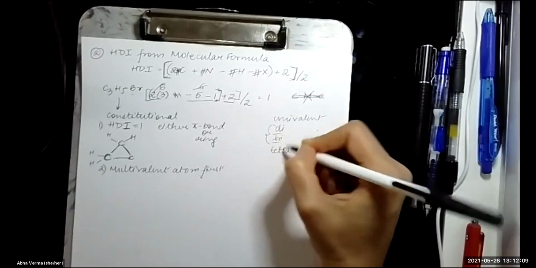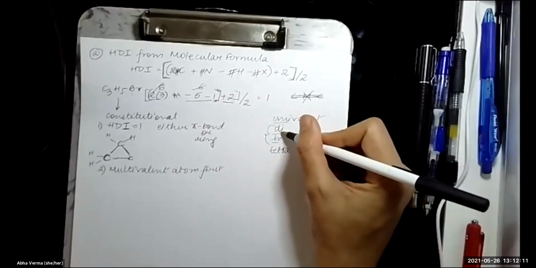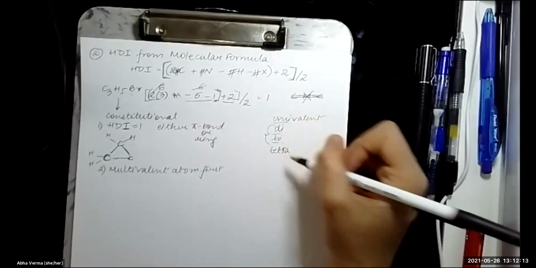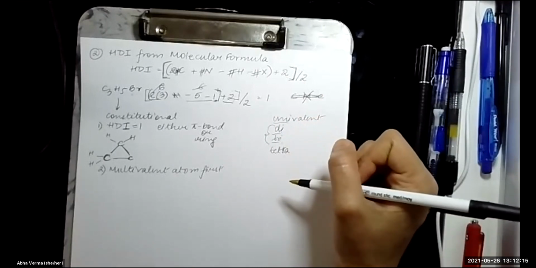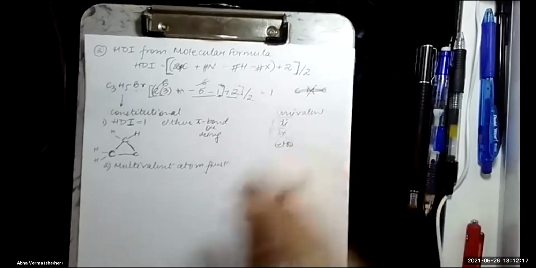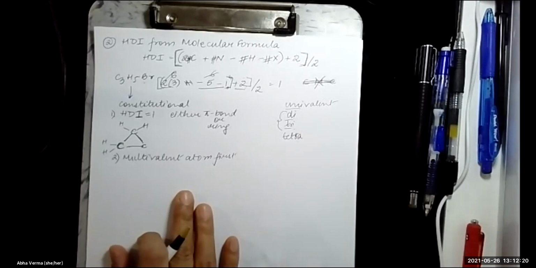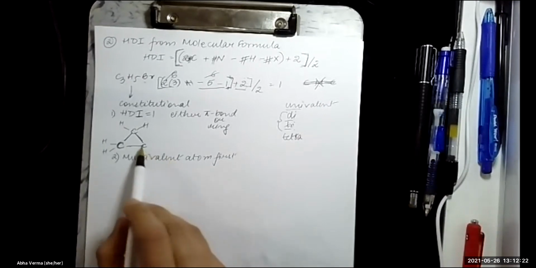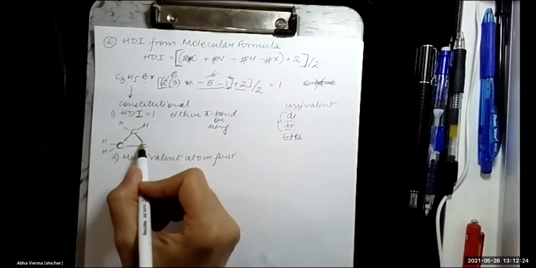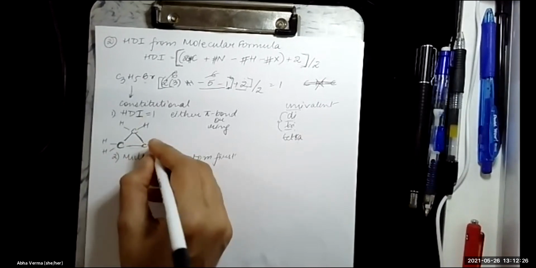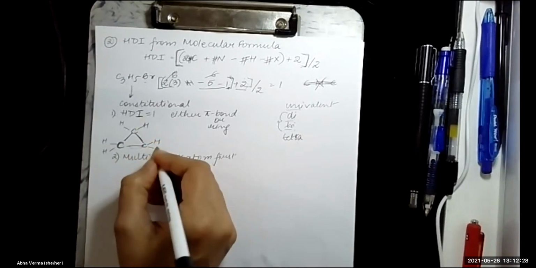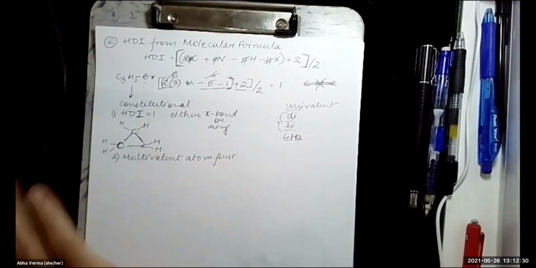You know, di, tri, tetra. Uni is 1, di is 2, tri is 3, tetra is 4. Okay, thank you. You're welcome. So to this carbon, how many bonds are attached? 1 and a 2. But now I cannot just add 2 hydrogens.